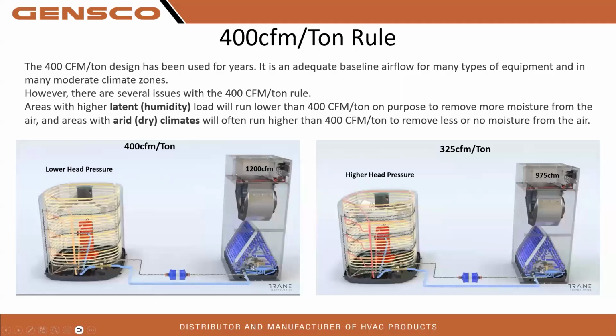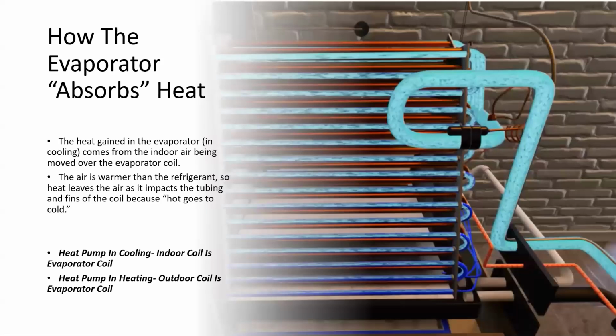We can't charge equipment at 300 CFM per ton and say that our refrigerant flow is proper, because we need to charge at 400 CFM per ton first, then adjust our airflow as needed. And this is something that we go into great detail on when we do our spring trainings. So I highly recommend that you get a part of that as much as you can.